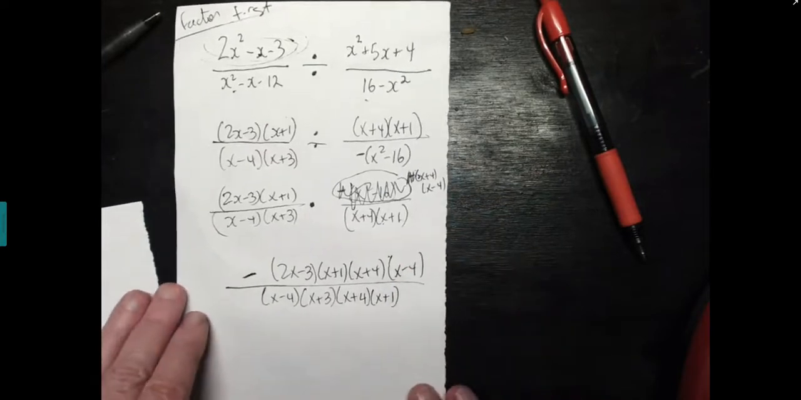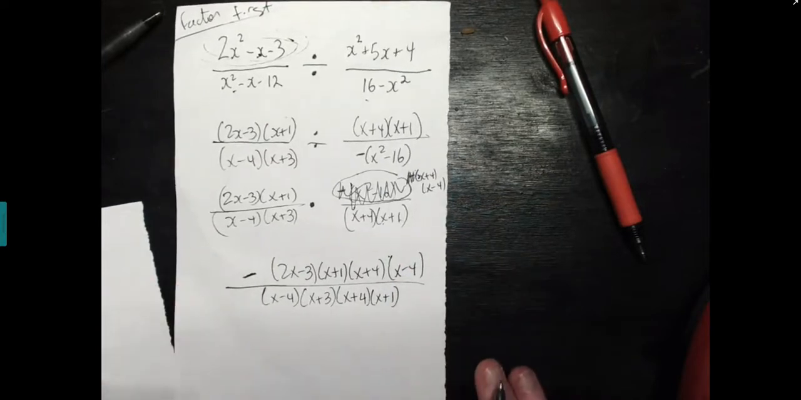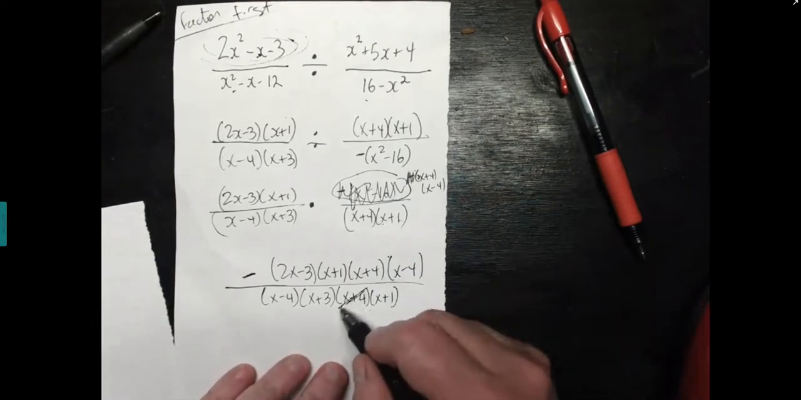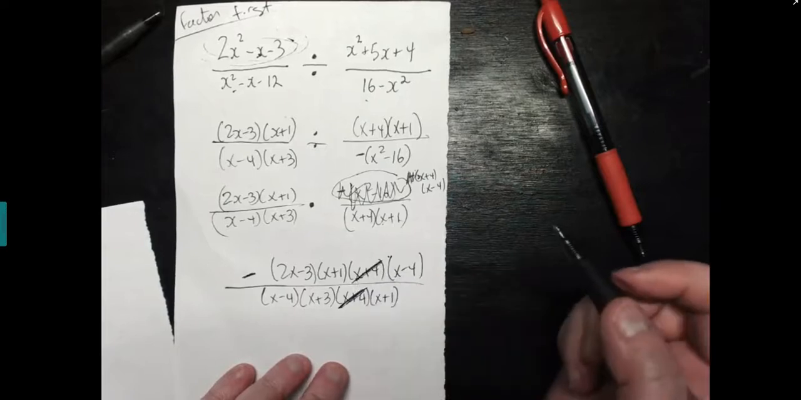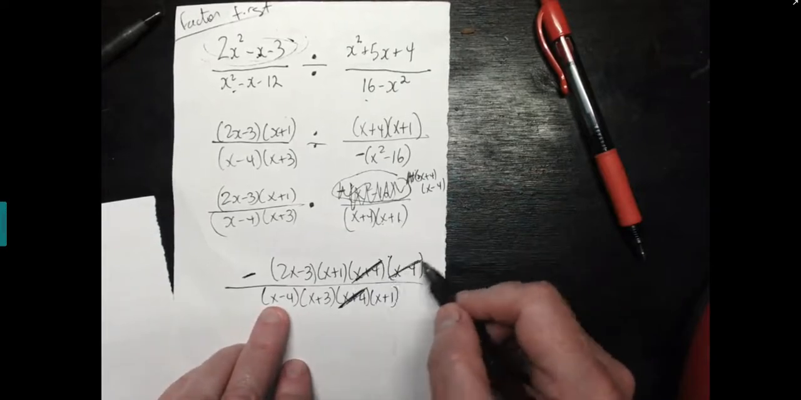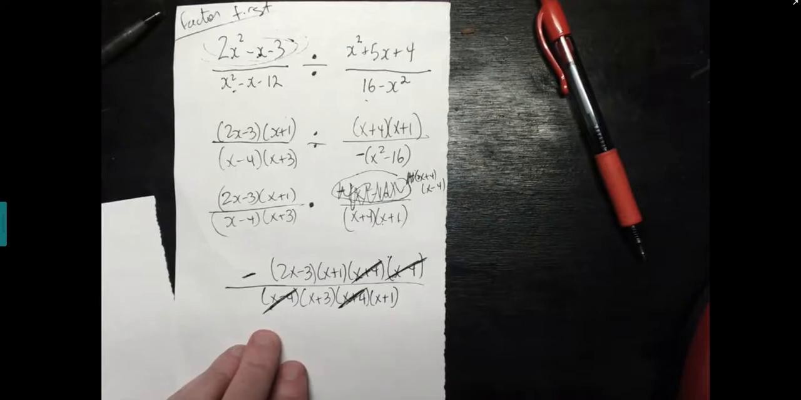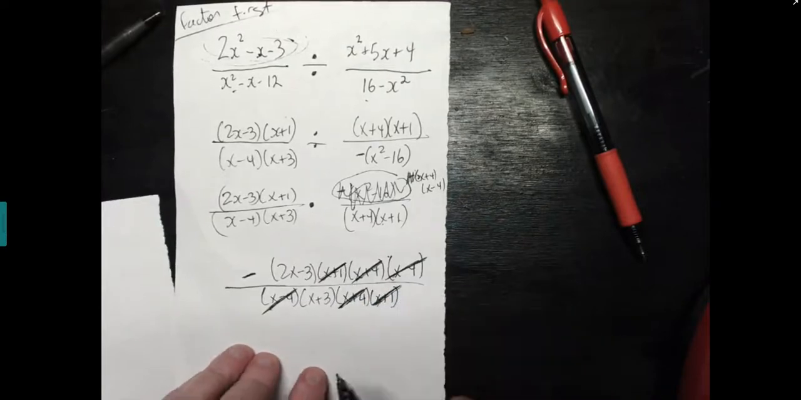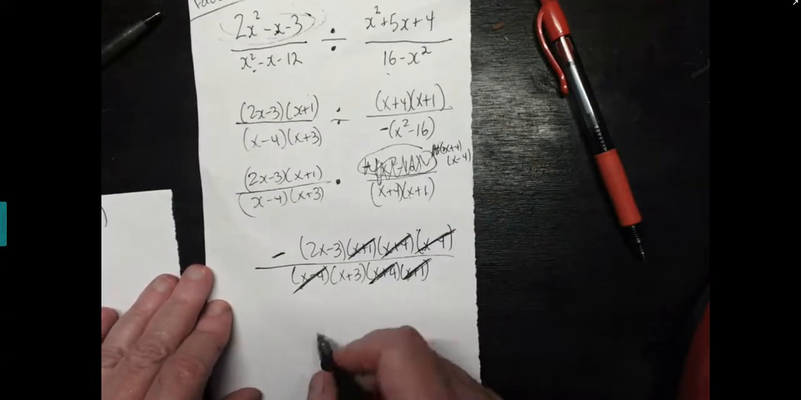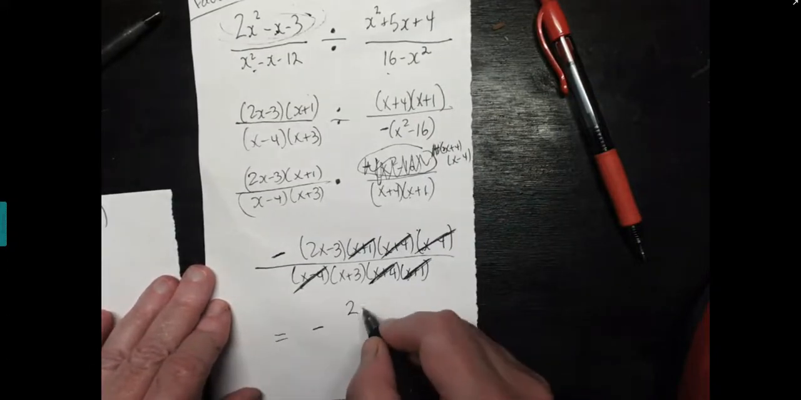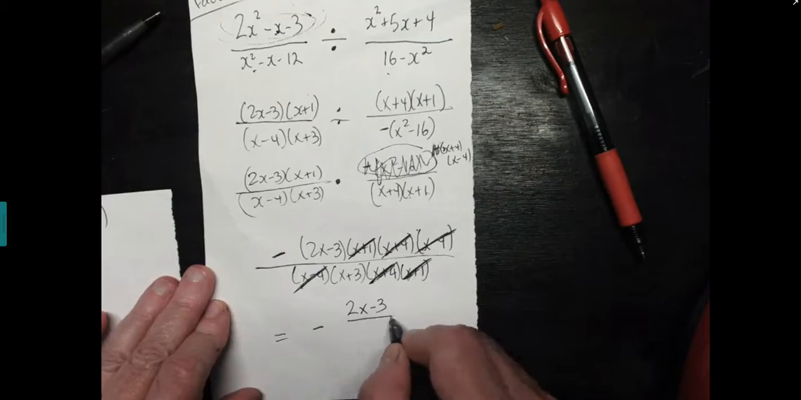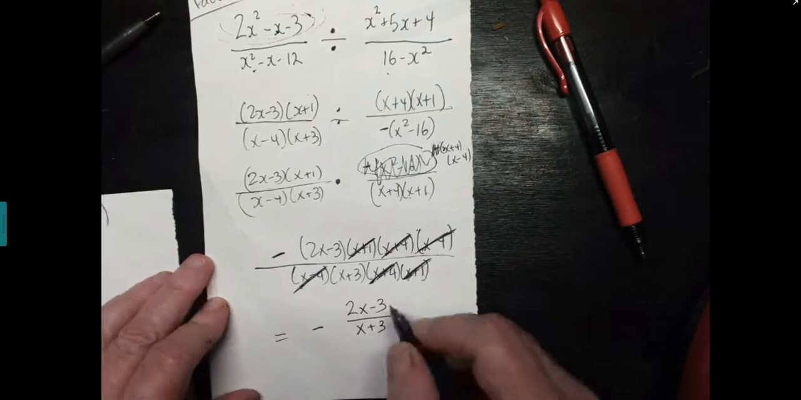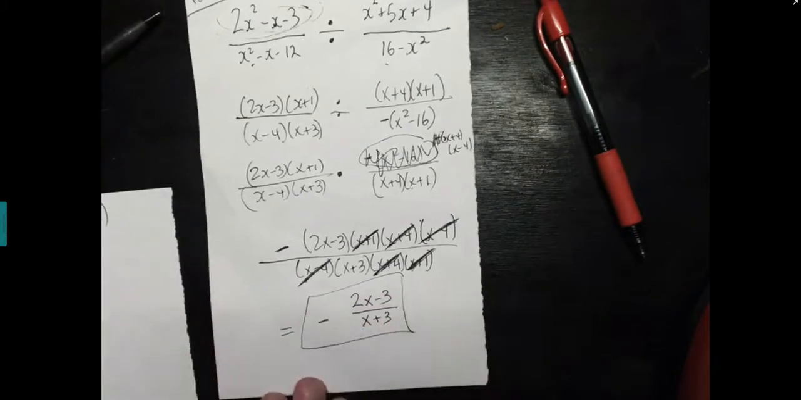Now everything's factored, and now I can do any cancellation if there is. I have an x plus 4 here and an x plus 4 there. I've got an x minus 4 there and an x minus 4 there. I've got an x plus 1 here and an x plus 1 there. And so my final answer is going to be this. And that ends the video.